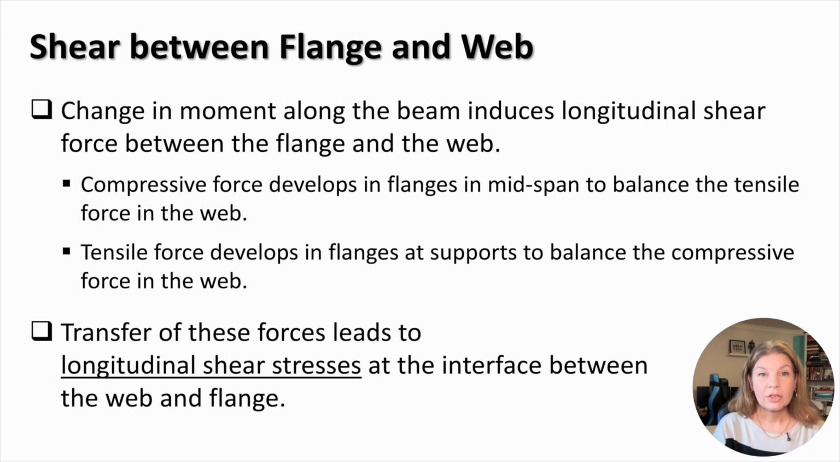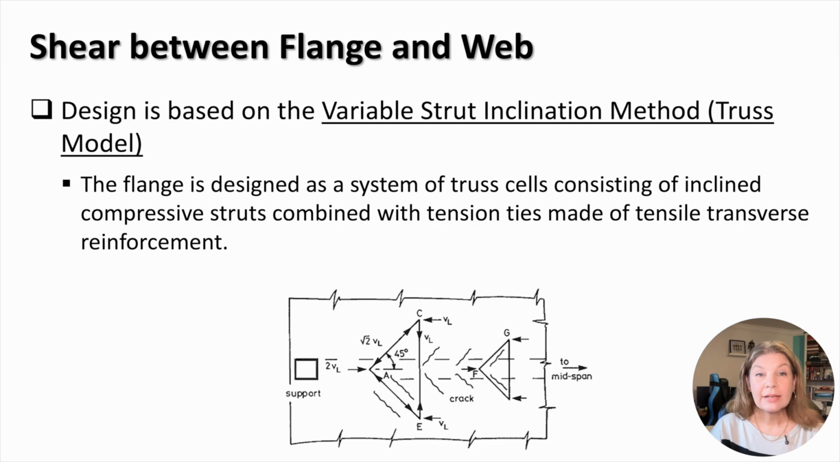As we saw, the change in bending moment in the sagging zones results in the development of unbalanced compression forces in the flanges on either side of the web and an unbalanced tension force in the web. A similar effect also occurs in the zones of hogging bending, where the change in bending moment leads to the development of unbalanced tensile forces in flanges and an unbalanced compression force at the bottom of the web. Transfer of these forces leads to the development of longitudinal shear stresses at the interface between the web and each flange. Design of the flanged beam for longitudinal shear is based on the variable strut inclination method.